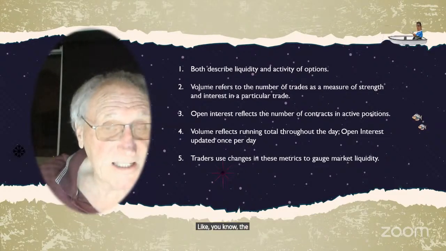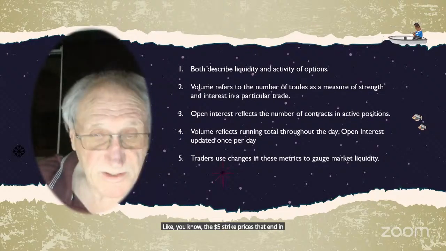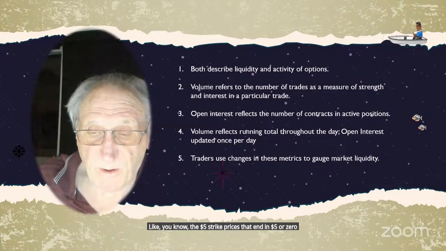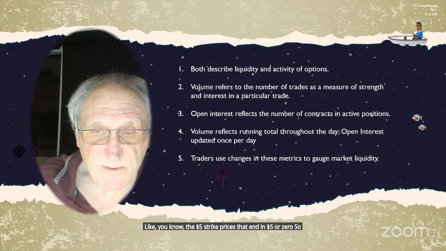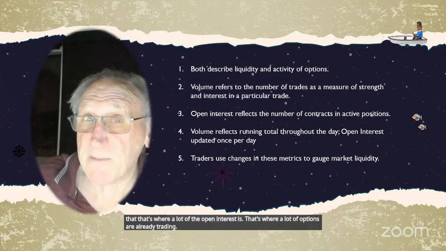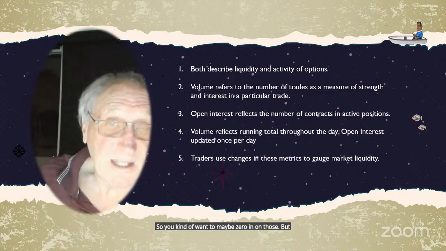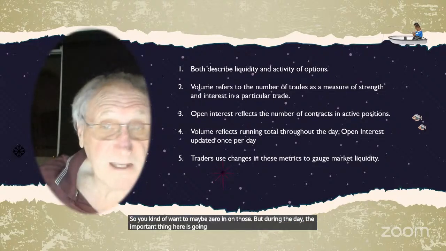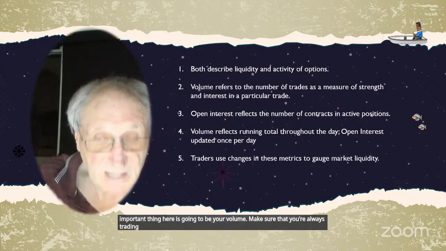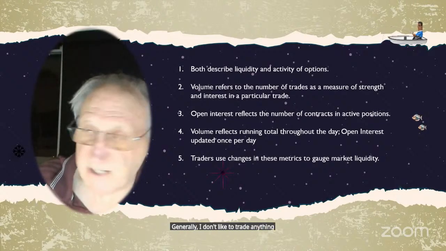like the $5 strike prices, strike prices that end in $5 or zero. You'll find that that's where a lot of the open interest is. That's where a lot of options are already trading. So you kind of want to maybe zero in on those. But during the day, the important thing here is going to be your volume. Make sure that you're always trading with lots and lots of volume. Generally, I don't like to trade anything less than 1,000 contracts being traded.